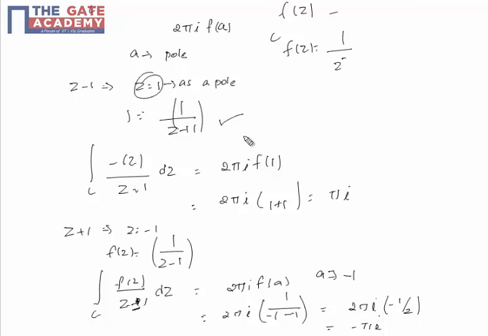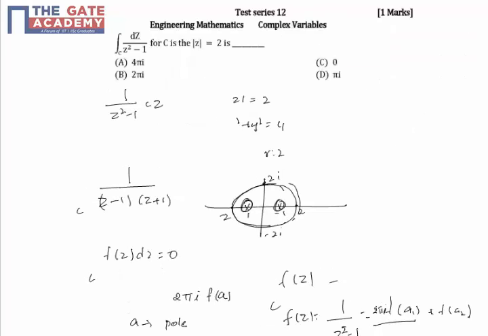Now the value of the total integral over c of f of z dz, where f of z is 1 by z square minus 1, will be the addition of 2 pi i f of a1 plus 2 pi i f of a2. So we know the value of 2 pi i f of a1 is pi i and 2 pi i f of a2 is minus pi i. So the value will be equal to 0. So 0 is there in option C.